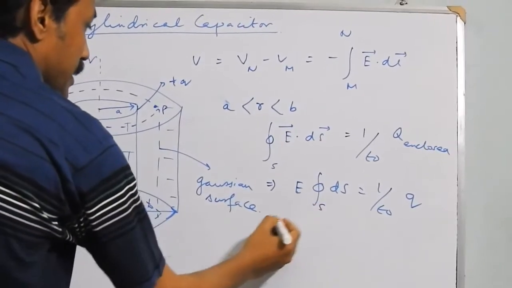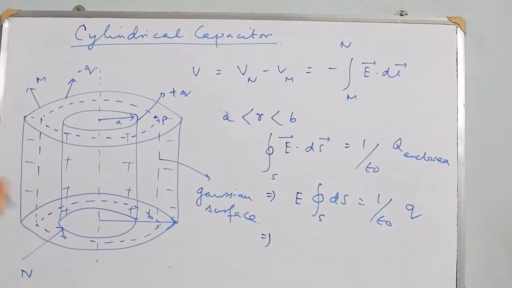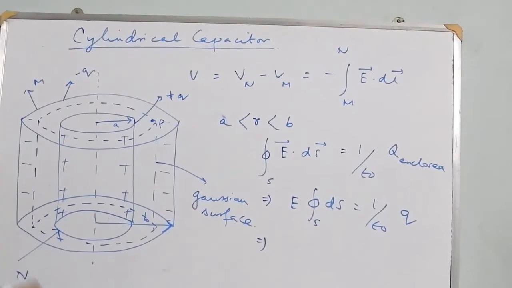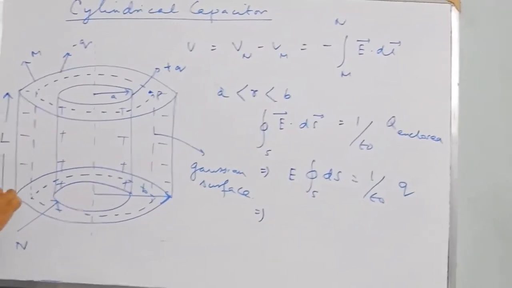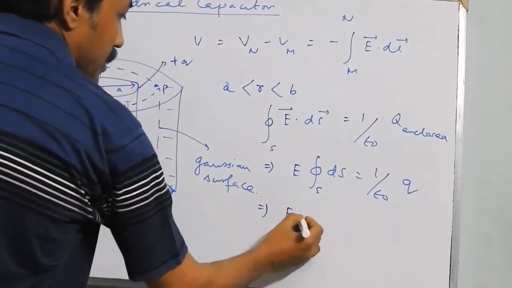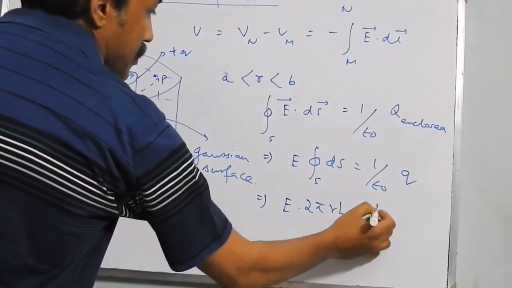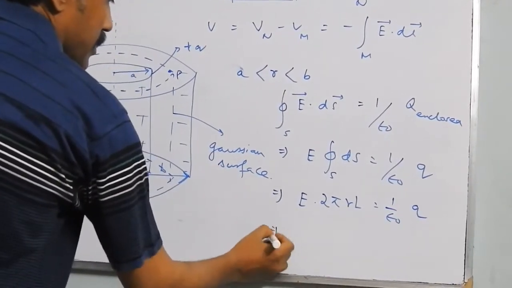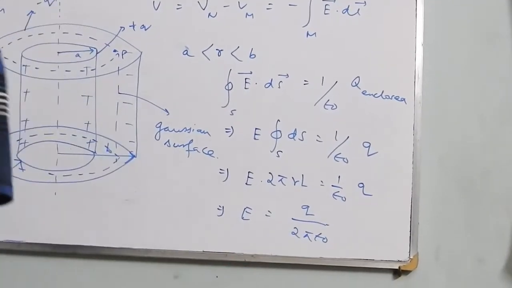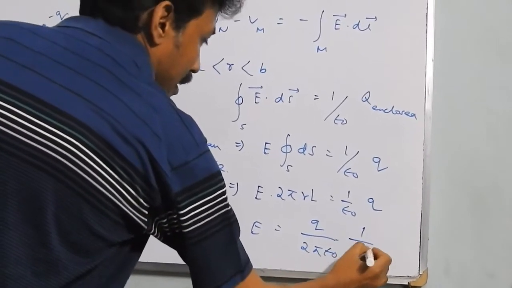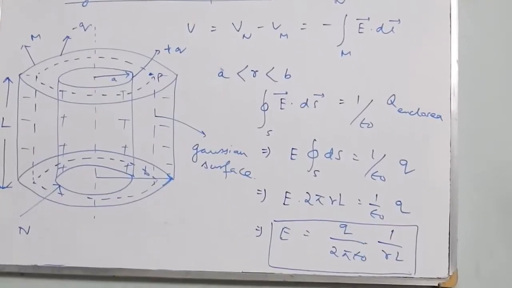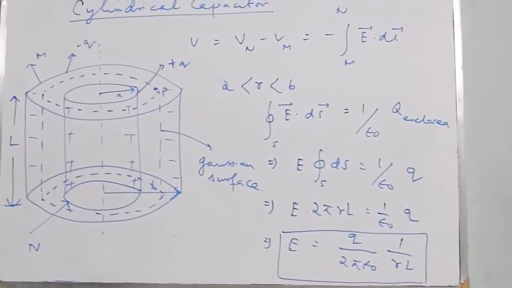The integration of dS over the surface S, that is the Gaussian surface, will produce the lateral surface area of the cylinder, which is 2 pi rL, if I assume that the cylinder is of length L. Then this produces E into 2 pi rL is 1 by epsilon 0 of the charge enclosed, which gives E equal to q by 2 pi epsilon 0, 1 by rL.